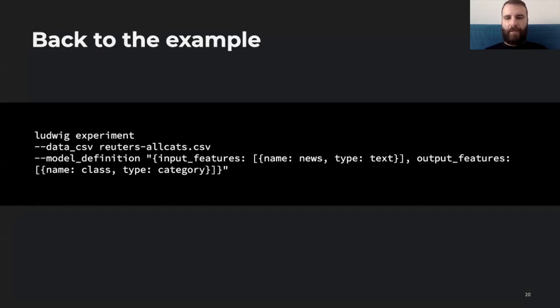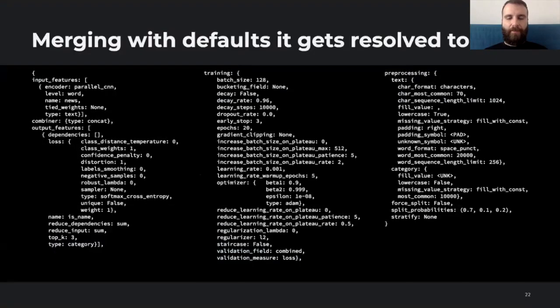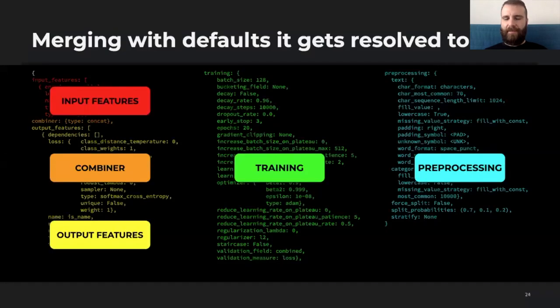So if we go back to our example, this is the model definition part. This actually overrides some default model definition and becomes this thing that seems big and scary, but actually I will go through it and explain every single part so that it doesn't look that scary. It's divided in 5 different sections.